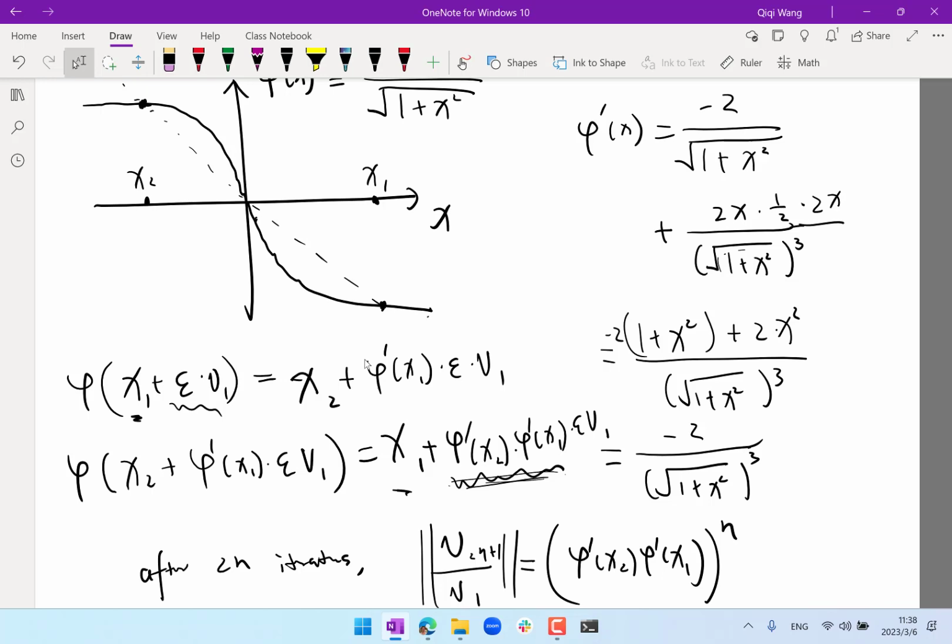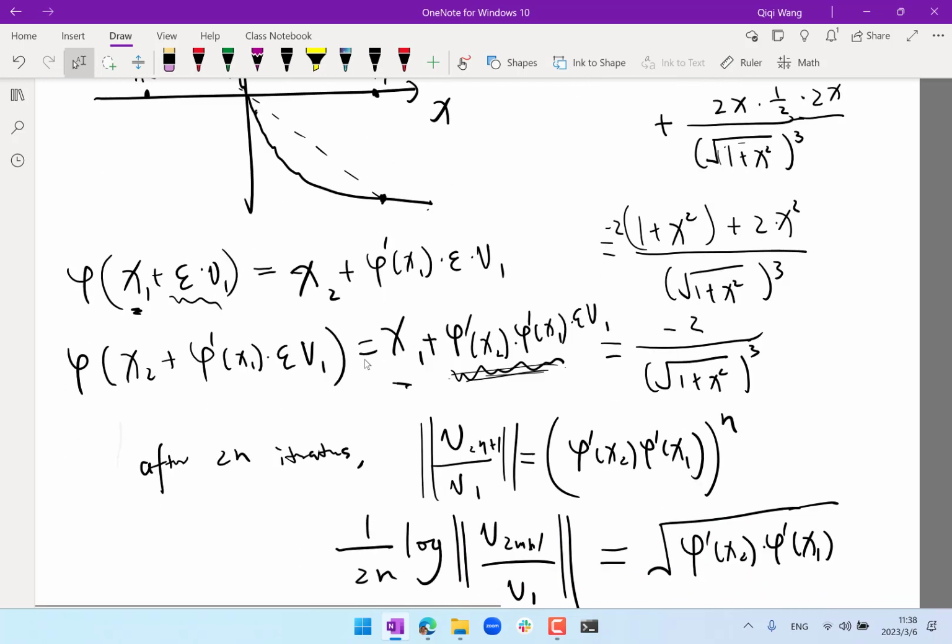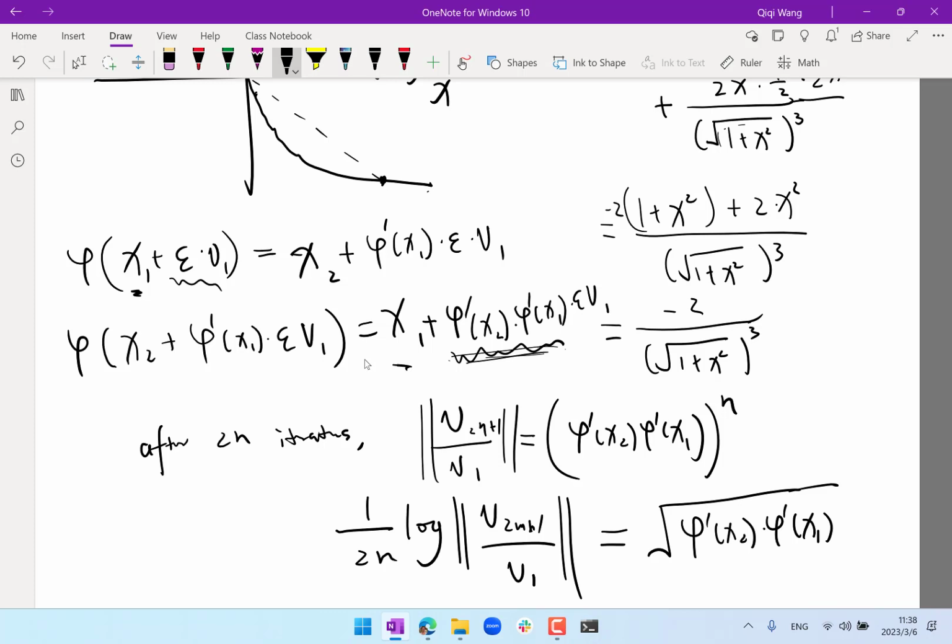Both are negative, so the product is positive. The square root of their product is just its absolute value. So that is why I'm saying the Lyapunov exponent is the absolute value. Also, sorry, not this. Actually, the logarithm of this. So basically, the ratio is this to the nth power. If you take the log, we get n times the logarithm of this, and you divide by 2n, so we get half times the logarithm of this, which is the logarithm of the square root. All right.